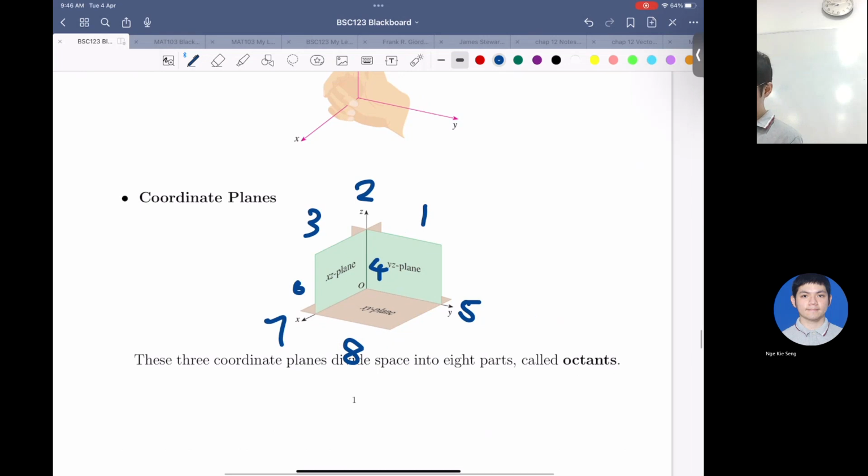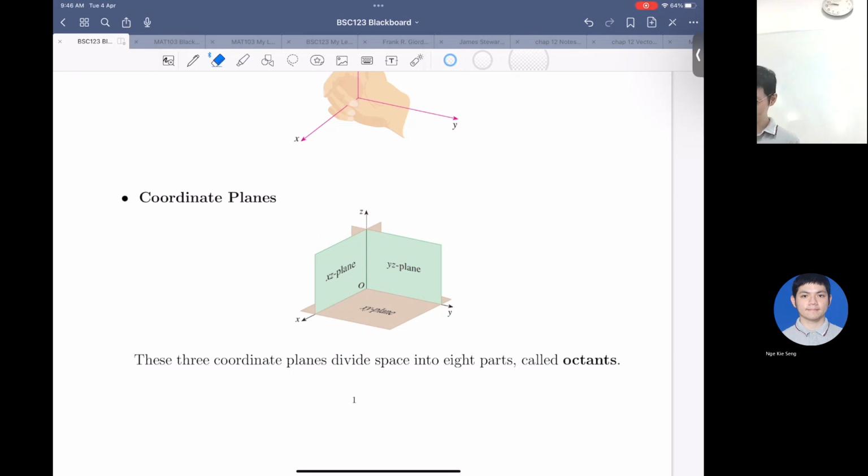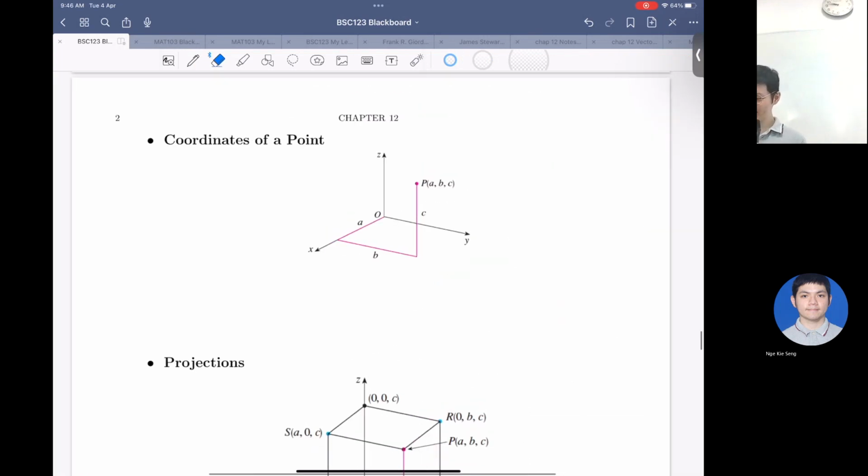Which we call octants. Oct is 8. Octopus is 8, but October is 10. Is it weird? There's some history here, some folk knowledge here.